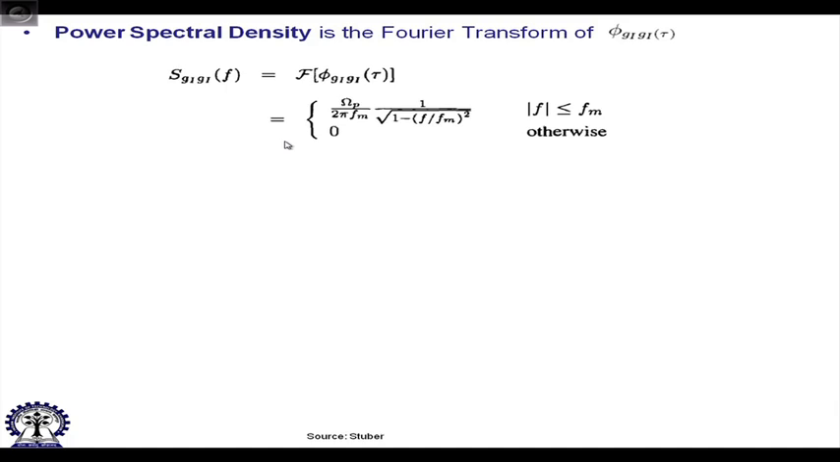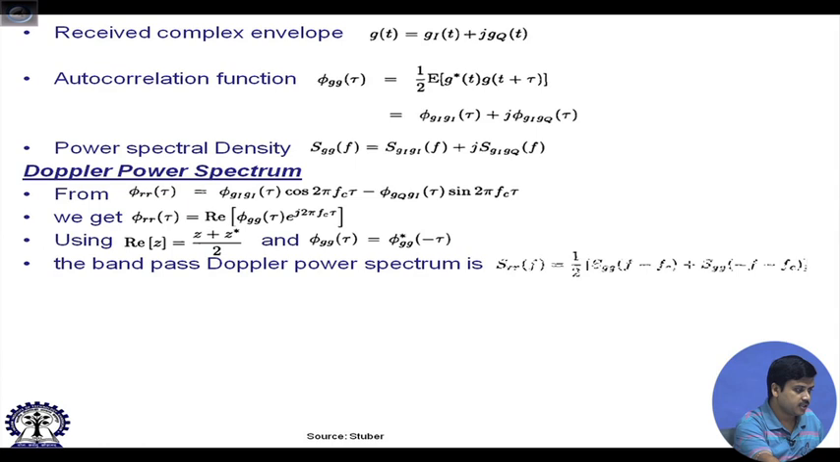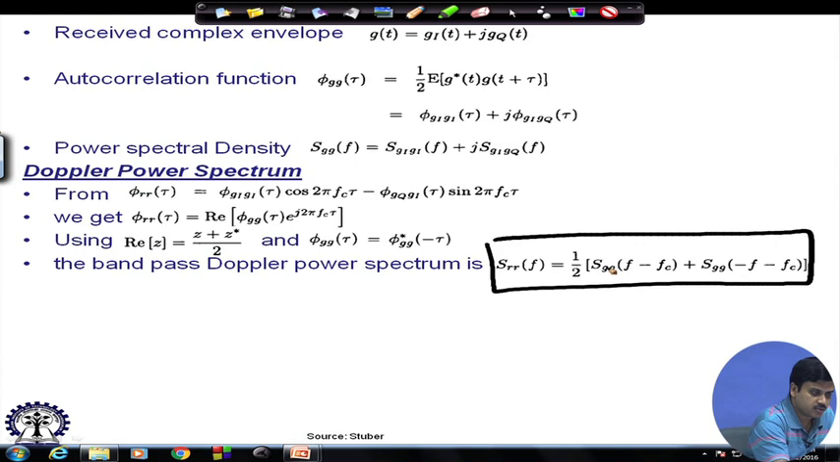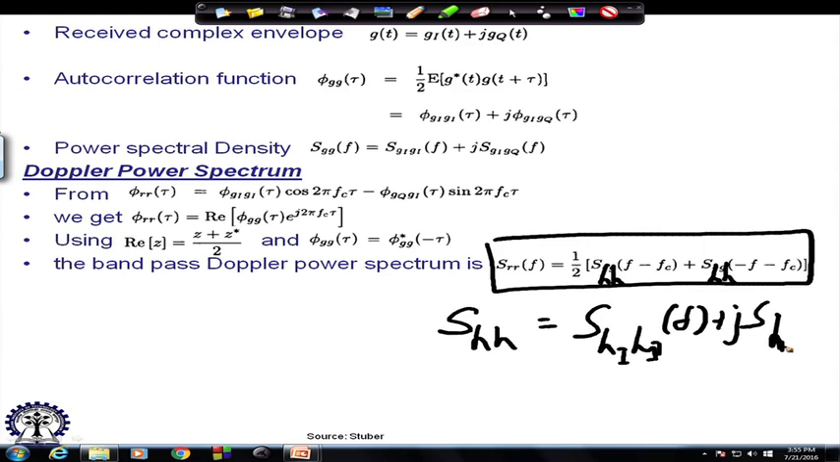And if you look at the passband spectrum, the passband spectrum can be calculated from g, which is basically h. In our case, we have actually used h, we never used g. So, S h h is equal to this particular expression, that means S h_I h_I of f plus j S h_Q h_I. But now, this term would be 0, because this is the Fourier transform of the cross correlation coefficient, which is 0.